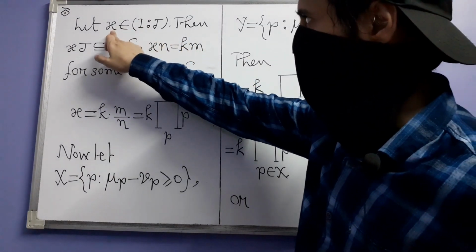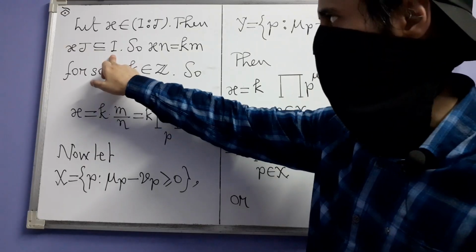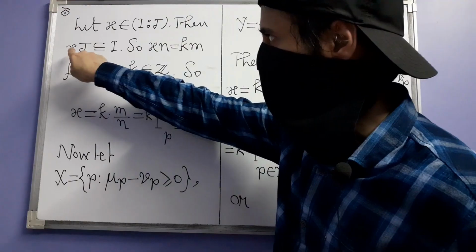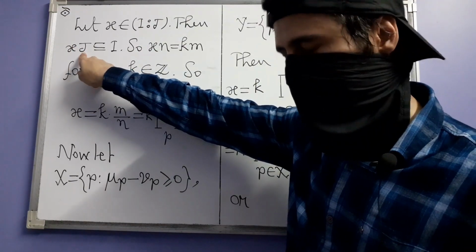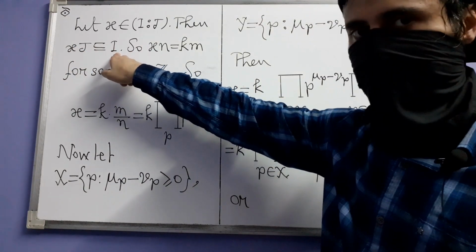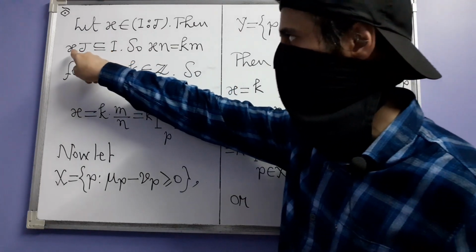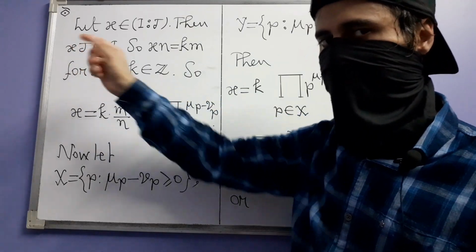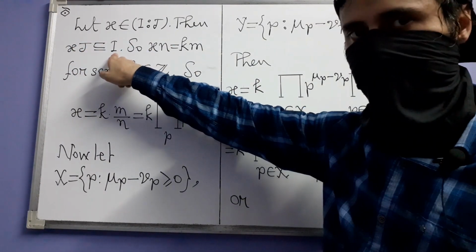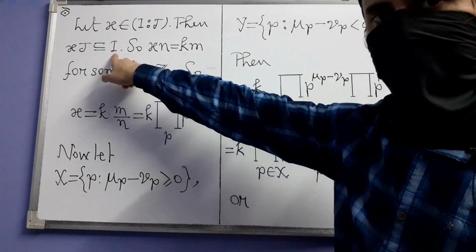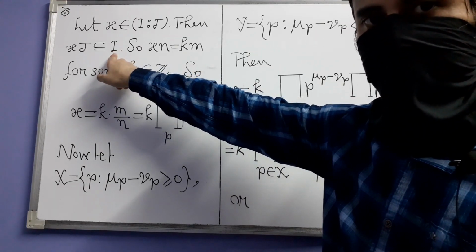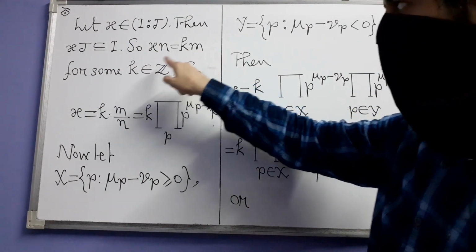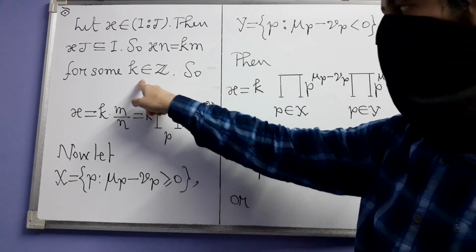By definition, xJ would be a subset of I, because that's the definition of ideal quotient. That means x times any element in this ideal J would be an element in the ideal I. In particular, if we take x times the generator of J, that is n, then xn would also be an element in I. But what are elements in I? They are multiples of m. So that way xn is some multiple of m, for some integer k.